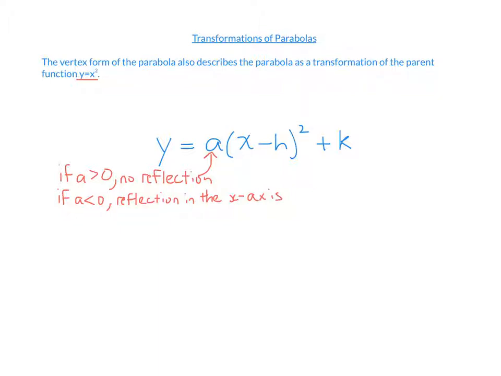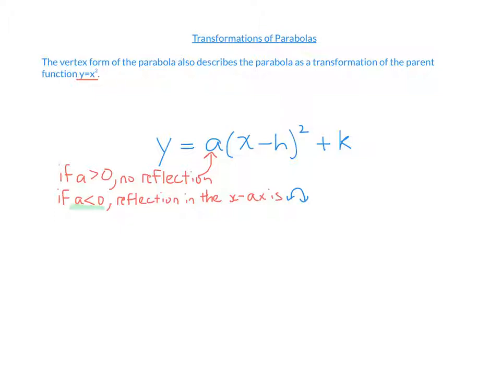Okay, so if the a is positive, if it's greater than 0, then it's opening up and the original y equals x squared has not been reflected. But if a is negative, so what I have written here, if a is less than 0, that means a is negative. If a is negative, there is a reflection in the x-axis, and that's the thing that takes that parabola and turns it upside down. So that's what makes the opening be down, that reflection.